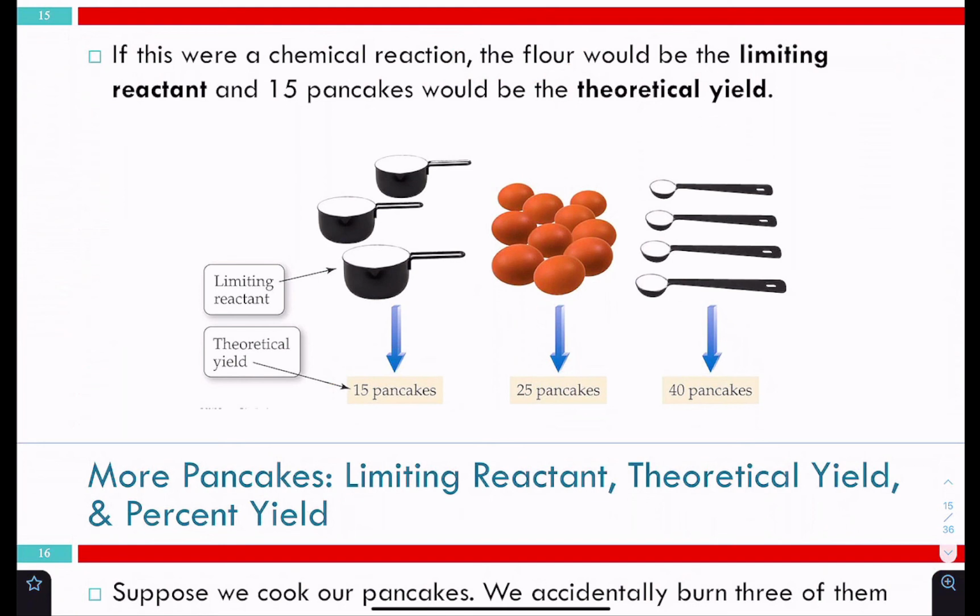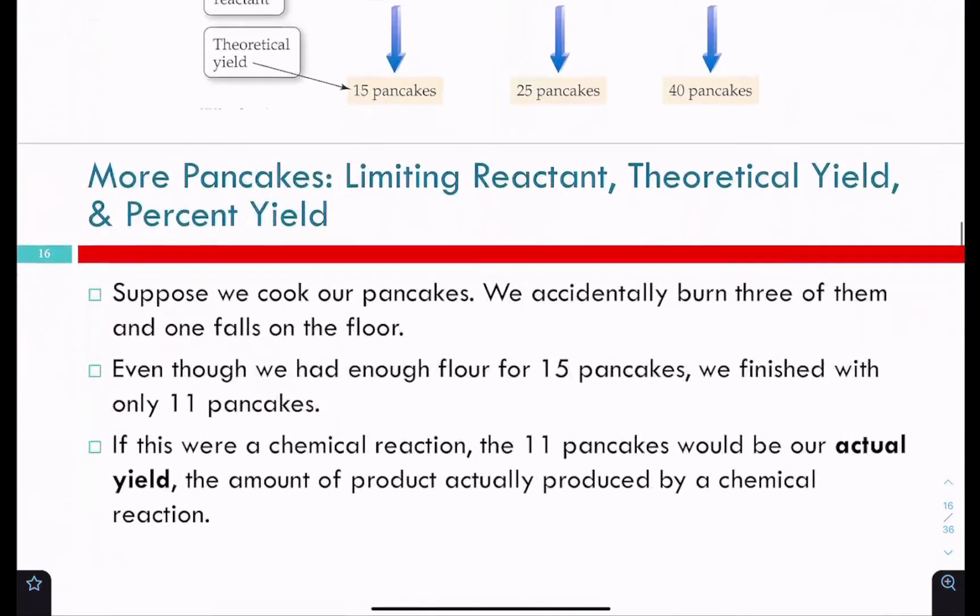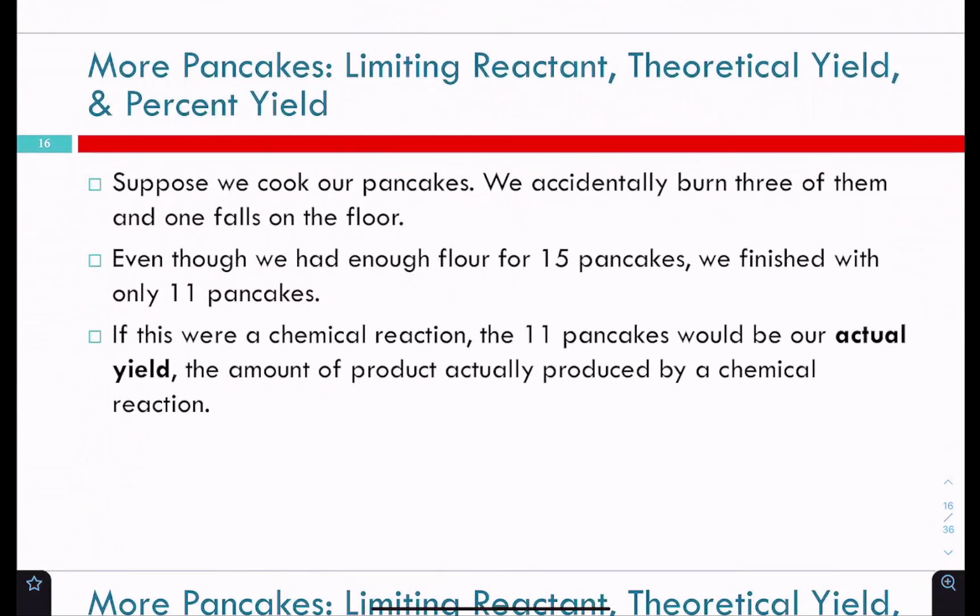So our theoretical yield, the maximum number of pancakes we can make in theory, is those 15 with the 3 cups of flour. But maybe you're a perfect chef. I am not. What happens if you drop some or you burn them? Suppose we burn 3 of them, and 1 falls on the floor. Even though we had enough flour to make 15 pancakes, we only ended up with 11. In terms of a chemical reaction, 11 would be our actual yield.